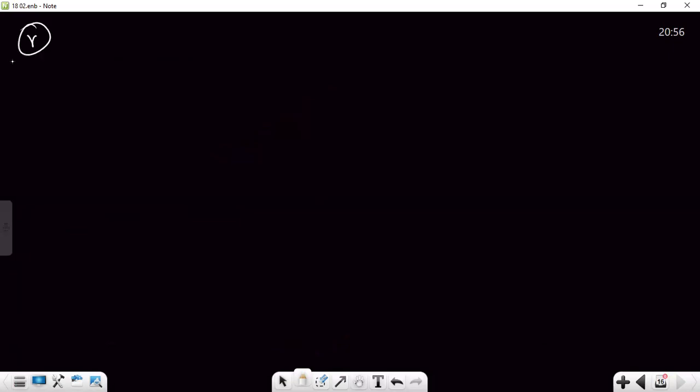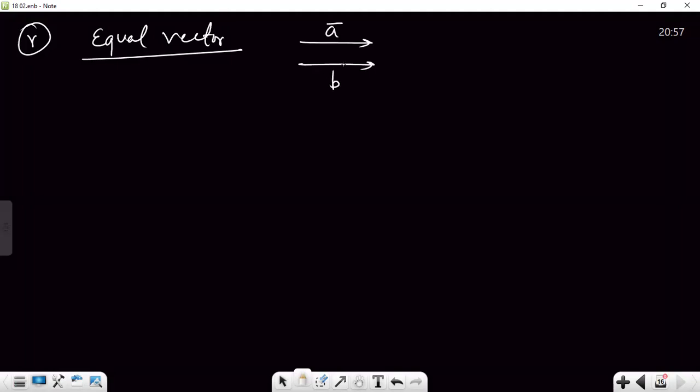If there is any doubt at any point of time, please interrupt and stop me and ask it out. Equal vectors have the same direction and the same magnitude, both of the things. Equality of vectors. Okay, let's now discuss zero vector.